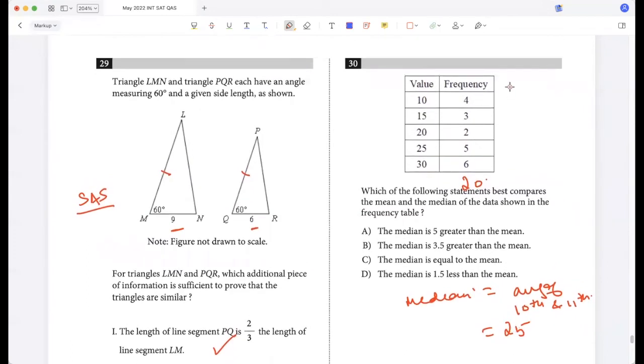So let's just do that. 40, 45, 40, 125, 180, 0, carry 1, and 113 and 2, 15 and 3, carry 2, 430 divided by 20. So 43 divided by 2, 21.5. This is the mean. So the median is 3.5 greater than the mean, right?